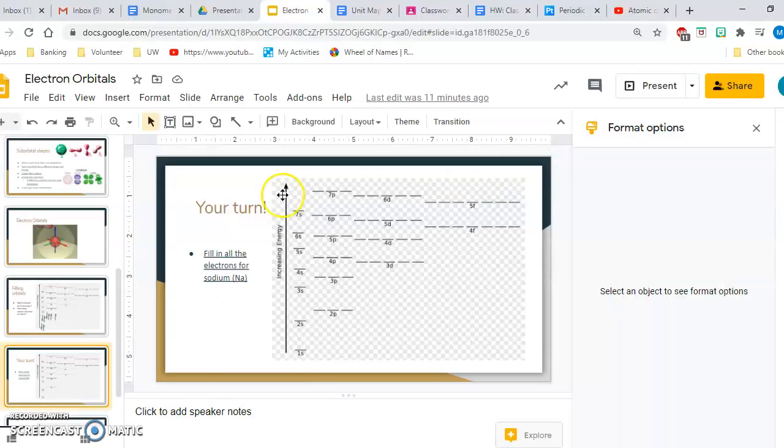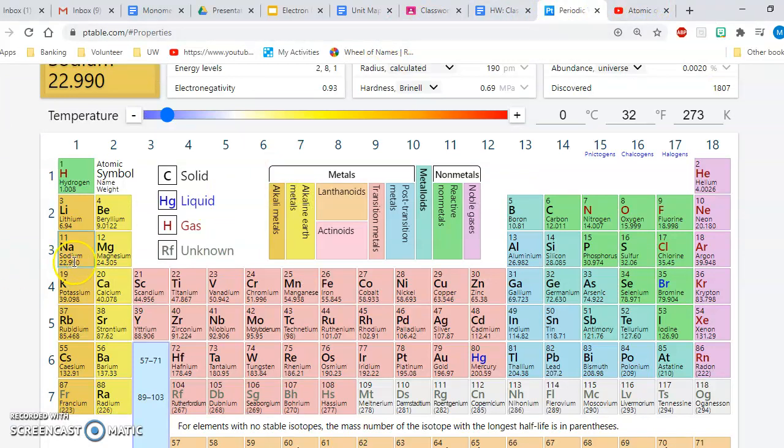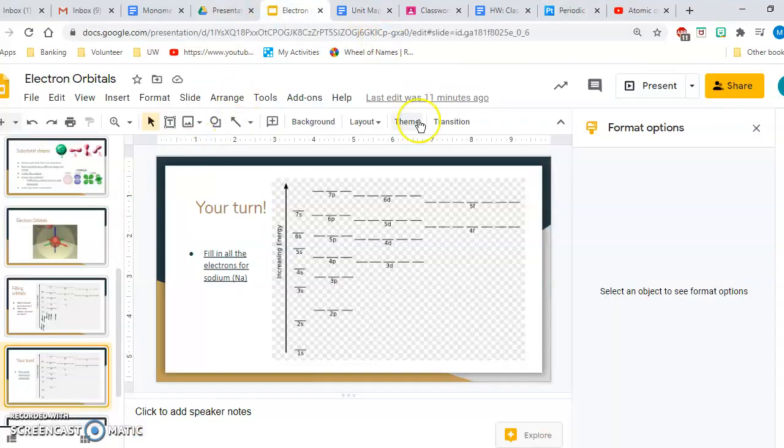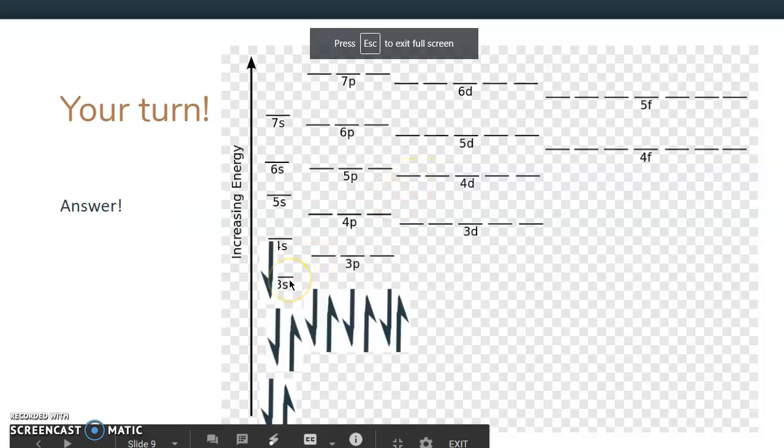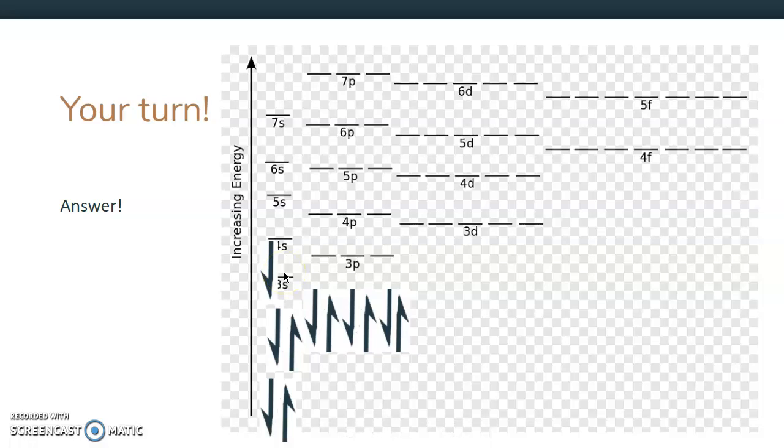So for sodium, we can look at our periodic table and find that sodium is number 11. So we're going to have 11 electrons in here. So if I can find my present mode again, then the way it would work, our answer would be this. We would fill in 1, 2, 3, 4, 5, 6, 7, 8, 9, 10, 11 electrons. So I hope that makes sense. If you guys have any questions, please let me know.